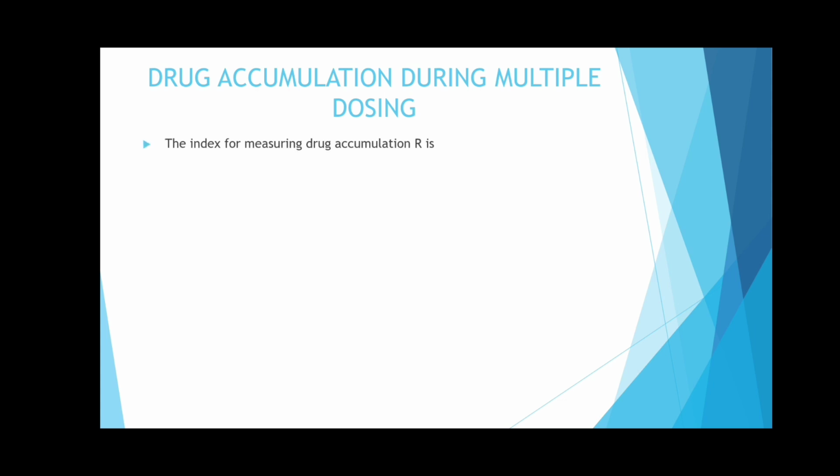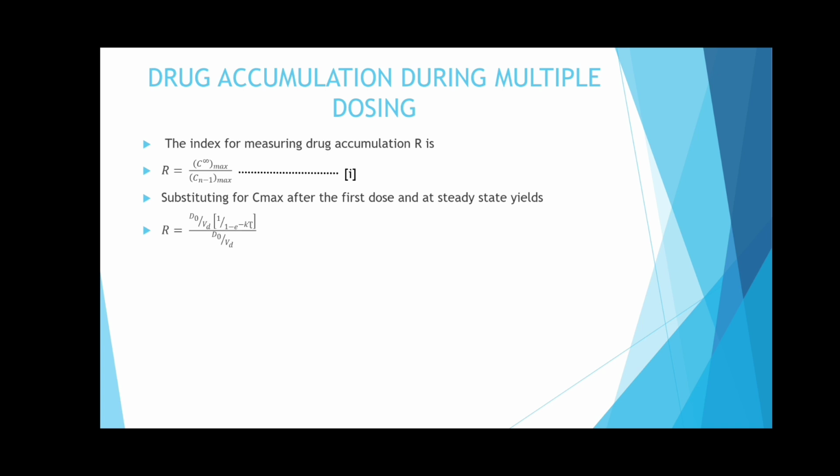The index for measuring the drug accumulation is R. R is equal to the maximum steady state concentration divided by Cn-1 max. The maximum steady state concentration is the peak at steady state, and Cn-1 max is any maximum concentration, any peak just before or after steady state, but after the first dose. So suppose this is the first equation. Now substituting the Cmax after the first dose and at steady state, we'll have a formula somewhat like this, and we will call it equation number 2, and we can rearrange it in this manner. R, that is accumulation, is equal to 1 by 1 minus e to the power of minus k tau.